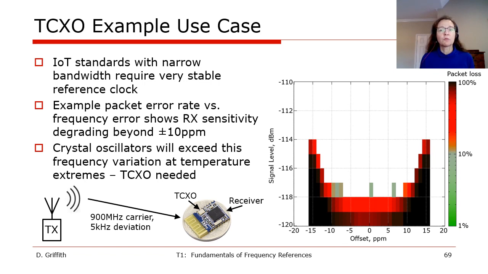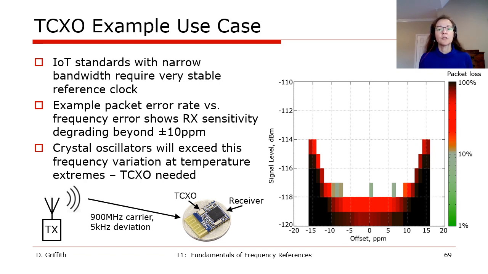In the plot on the right, the receiver packet error rate is plotted versus the error in the reference frequency used by the RF synthesizer, which is swept between -15 and +15 ppm. So the black indicates that the error rate has approached 100%. So this plot shows that the receiver sensitivity degrades beyond a frequency error of about ±10 ppm.